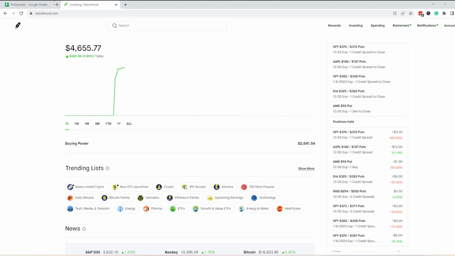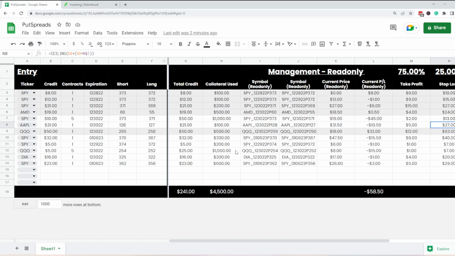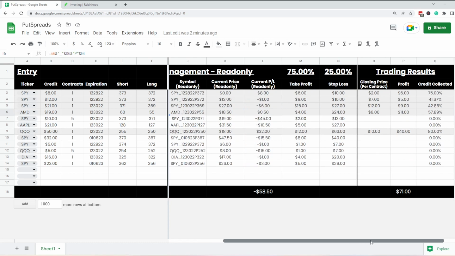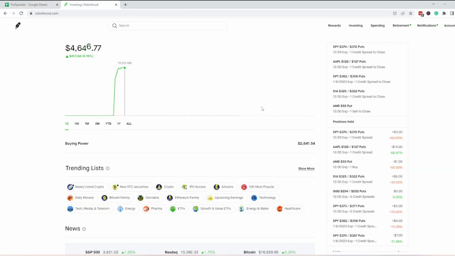AMD, I got out of the AMD spread this morning. I think I had a 5 wide AMD. Yeah, here it is. I had the 60 by 55. I ended up just purchasing back the 60 put for $8. So I made 57%. I could have let that one run a little bit more, but for the individual stocks, I try to take profit when I can because they can move a little bit quicker than the indexes.